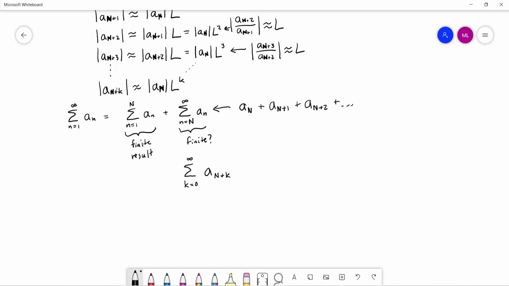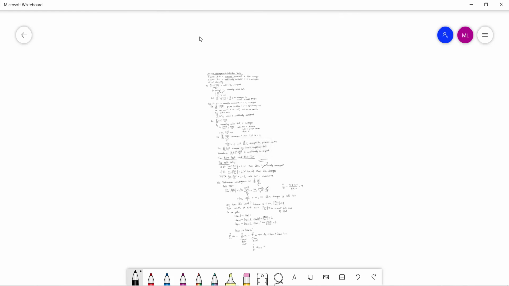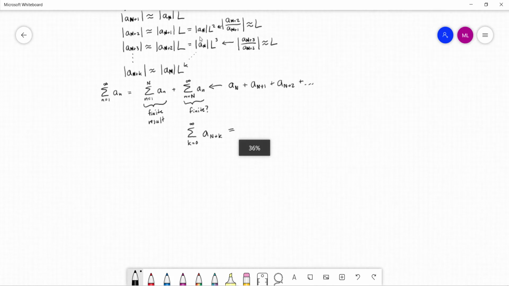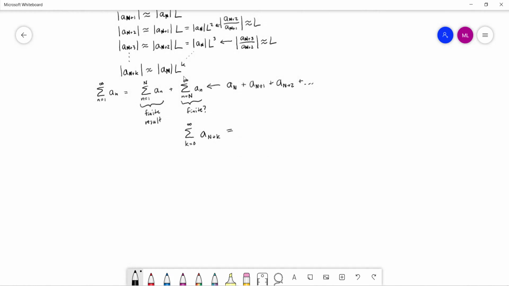Exactly the same thing. What I've really got is a sum that looks like, I've got an expression for this a sub n plus k. It's right here. I've got a sum from k equals 0 to infinity of this a sub n plus k, which can be rewritten as a sub capital N times L to the k.